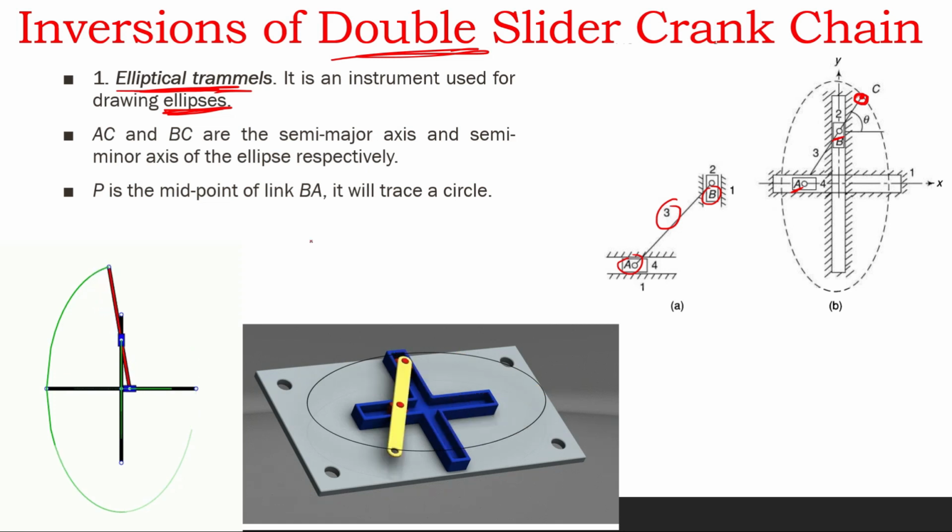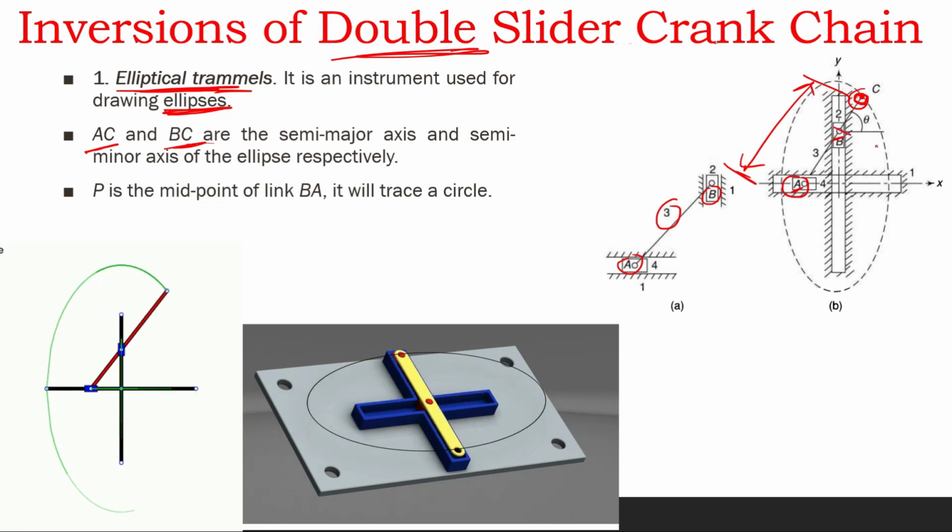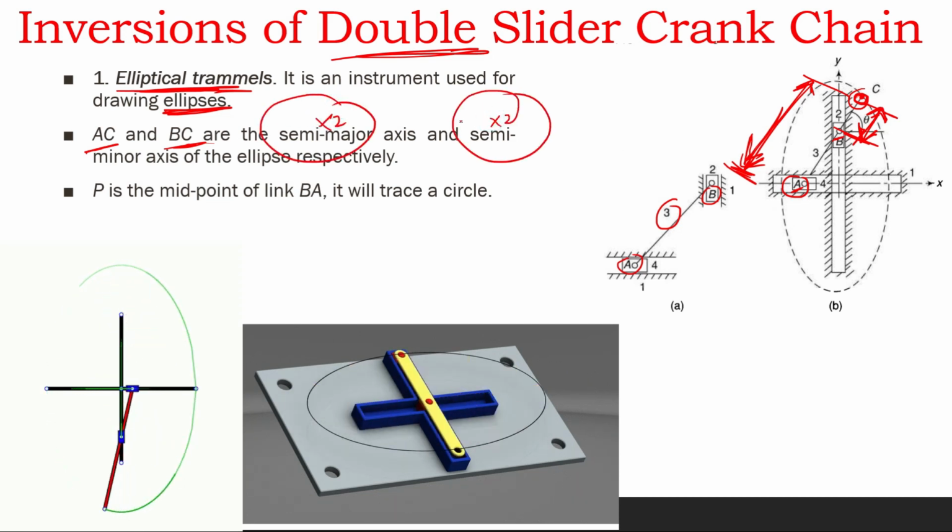Now the question can be in the form of what is the major axis and minor axis, or semi-major and semi-minor axis of the ellipse that is formed by this mechanism, that is the elliptical trammel. So AC and BC are the semi-major and semi-minor axis. So AC distance, this distance, is the semi-major, and BC is the semi-minor axis. So this is semi-minor and this is semi-major axis. Okay, so I hope you get the idea about this. Now if you want to find the major axis, just multiply it by 2, you will get the major axis, and multiply the other by 2, you will get the minor axis.